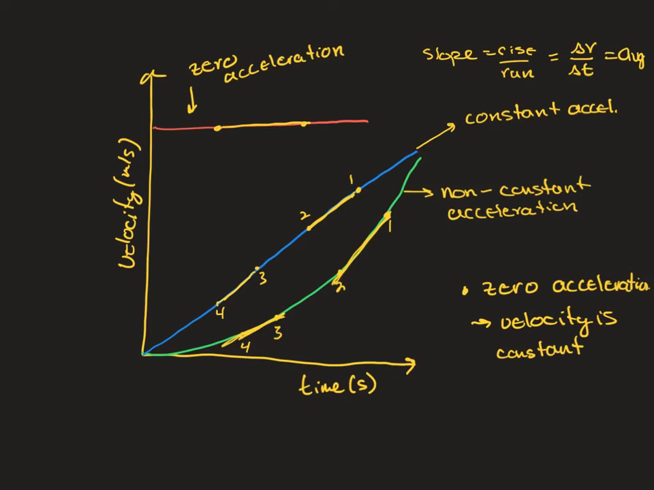And that's going to be very important in the wording of problems, because if I say the velocity is constant, you know the acceleration is 0. Or if I say the acceleration is 0, you know that the initial and the final velocity are going to be the same values.